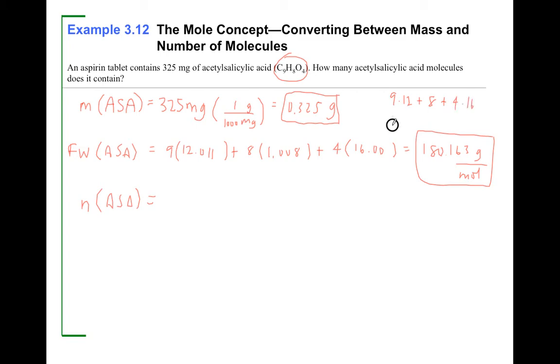Right? 9 times 12 is 108 plus 8 plus 64. Gosh, I can't do that in my head. 8 plus 64 is 72. Yeah, that's it. This is correct.